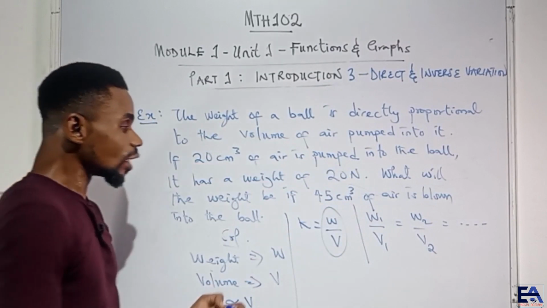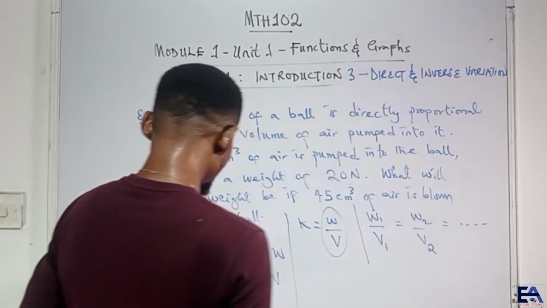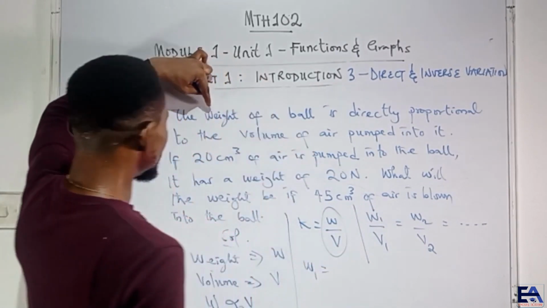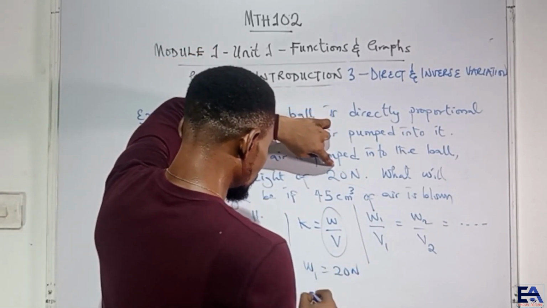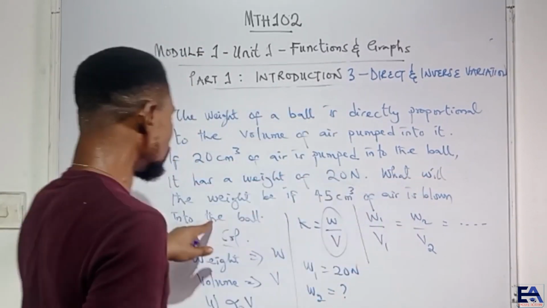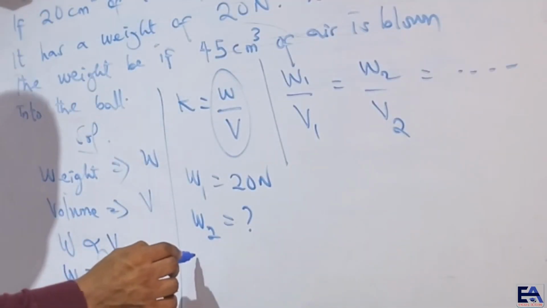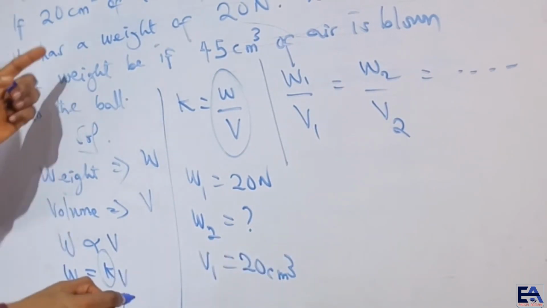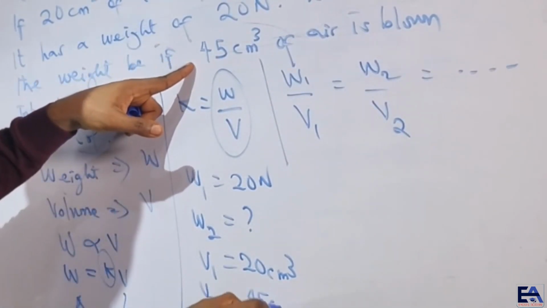So in that case, we could just put it there. The first weight, that is the weight in the first instance, the weight of the ball, is 20 Newton, okay? The second weight is what the question is asking us to find. It says, what will the weight be? We don't know the weight, okay? But we understand that the first volume, V1, was 20 centimeter cube, and then the second volume, V2, is 45 centimeter cube.